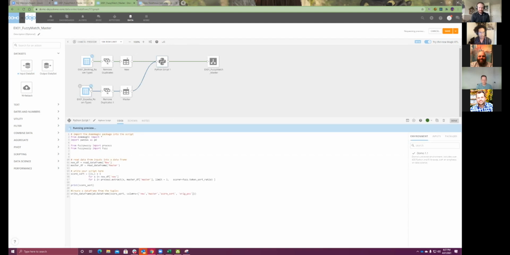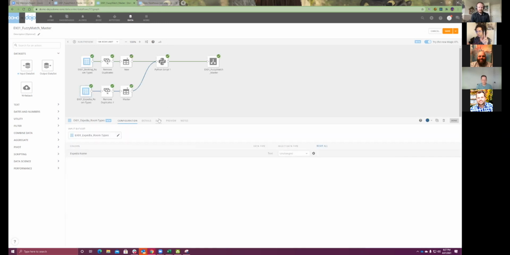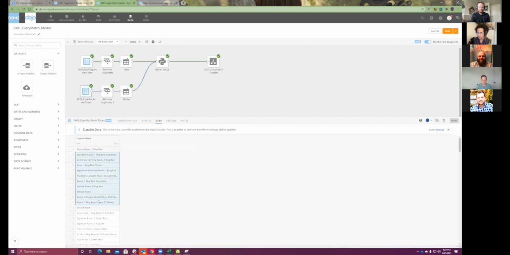Really simple script here. What it does is I have a data set of, in this example, the names of booking room types on booking.com. And in this data set, which I'm going to call my master data set, is the name of room types on Expedia.com. And we want to be able to say these two things are the same. So I need to do a fuzzy matching to say that when I say deluxe 1 king bed in Expedia, I'm talking about XYZ, a deluxe king room in booking types.